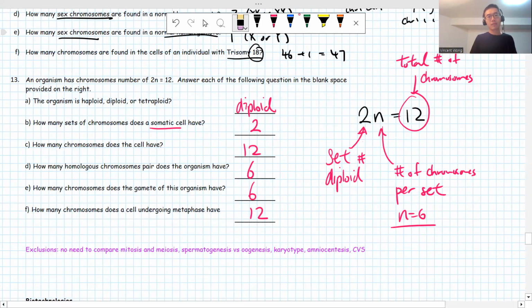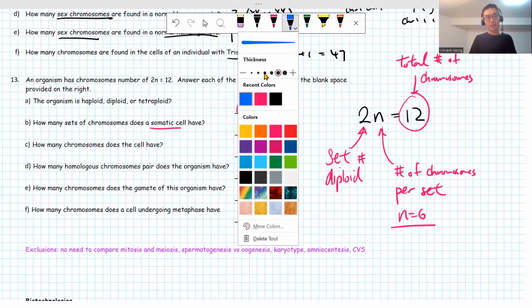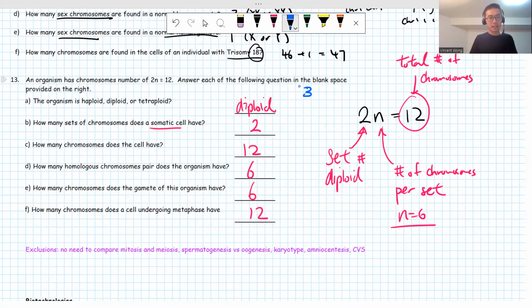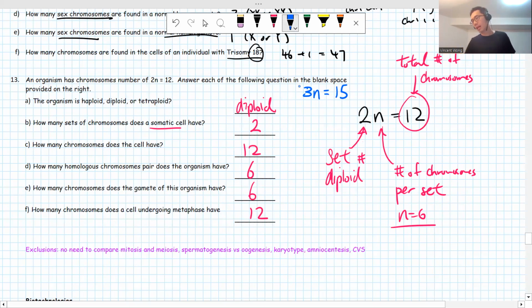Okay, why don't I give you another one for you to try? Let's say I have 3n equals 15. It's not possible for 3n to be 16. If 3n equals 16, then you have incomplete sets, like decimals for sets. Okay, so try this. We'll resume in a couple of minutes.